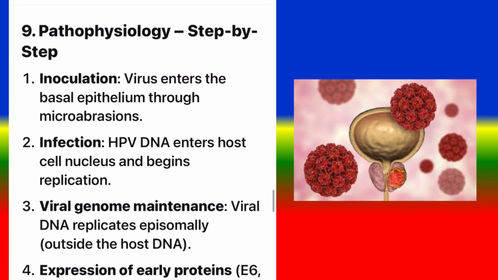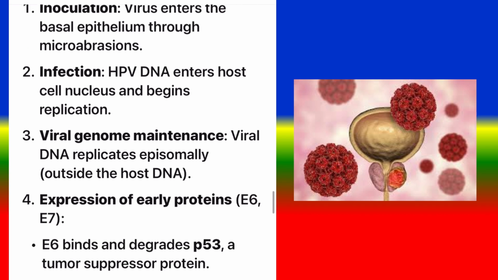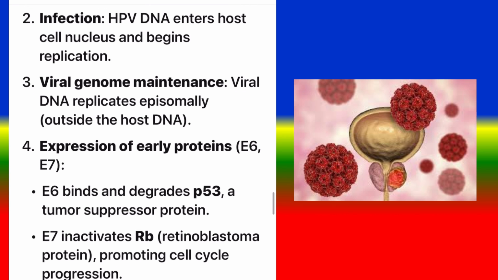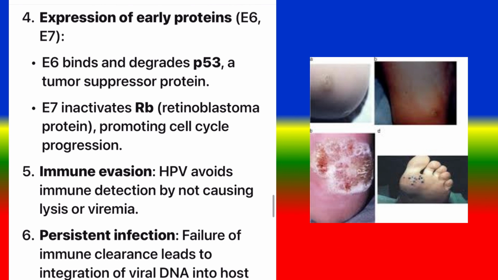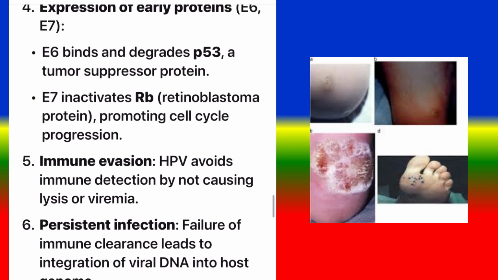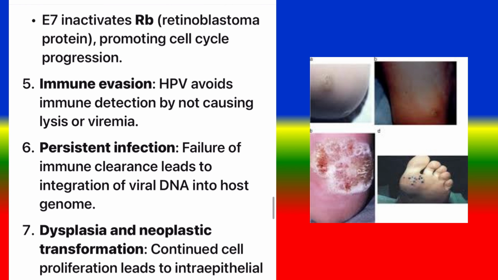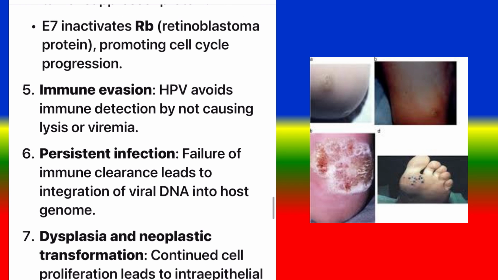9. Pathophysiology, step by step. 1. Inoculation. Virus enters the basal epithelium through microabrasions. 2. Infection. HPV DNA enters the host cell nucleus and begins replication. 3. Viral genome maintenance. Viral DNA replicates episomally, outside the host DNA. 4. Expression of early proteins E6 and E7. E6 binds and degrades p53, a tumor suppressor protein. E7 inactivates RB, the retinoblastoma protein, promoting cell cycle progression.